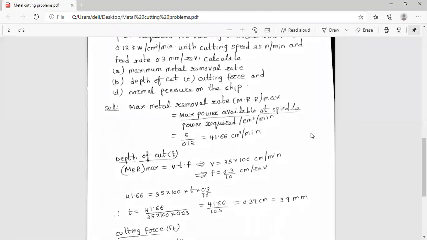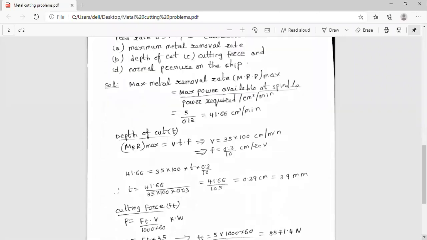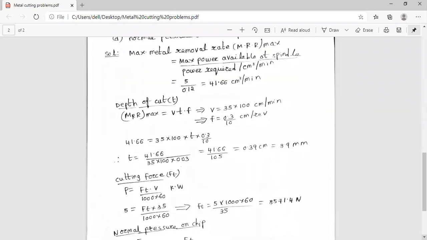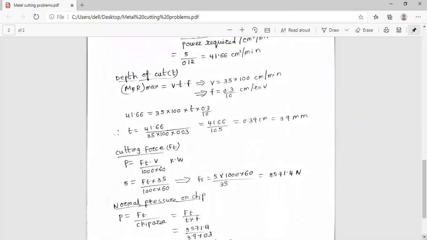So that is the depth of cut you have to calculate, because already the maximum metal removal rate you have got here, 41.66. This is the cutting speed. This is the t you have to calculate. f is equal to 0.3 by 10. And what is the cutting force? Cutting force is nothing but the tangential force. So P is equal to Ft into V, Ft into V by 1000 into 60. That is the particular thing you have to see.